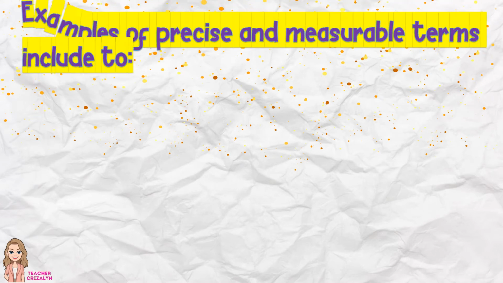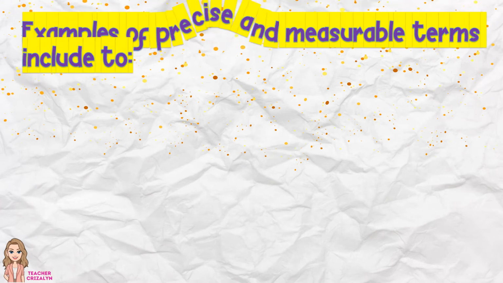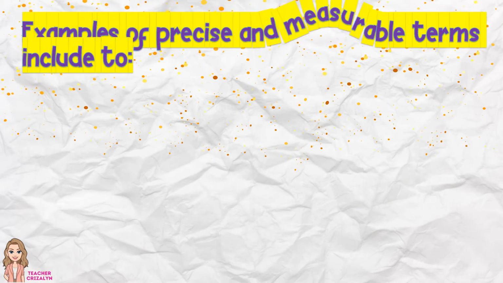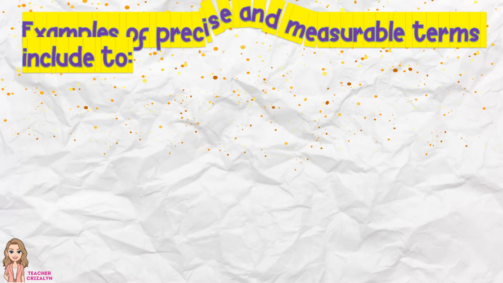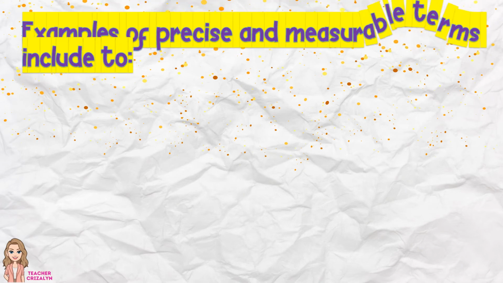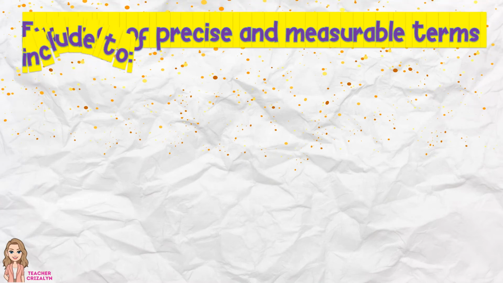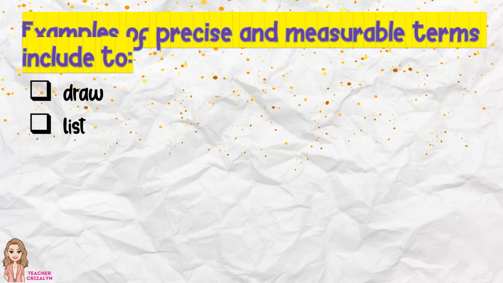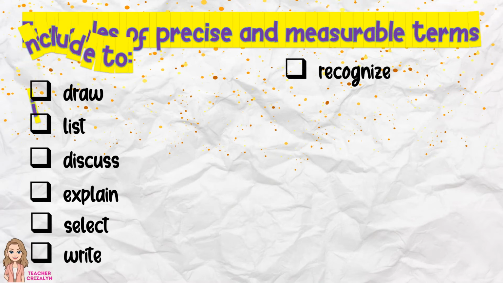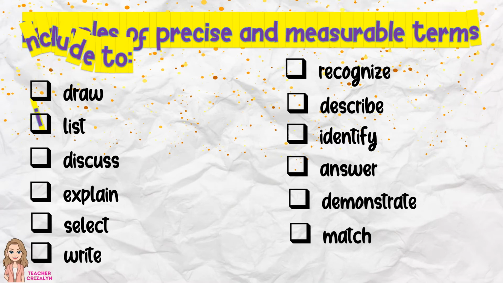For example, the child will select appropriate clothing to wear on a rainy day. The key word in this objective is select. It is a specific behavioral change that can be evaluated and measured. In contrast, the statement, "the child will know how to dress for the weather," is vague and cannot be accurately determined. Examples of precise and measurable terms include to draw, list, discuss, explain, select, write, recognize, describe, identify, answer, demonstrate, match, and compare.